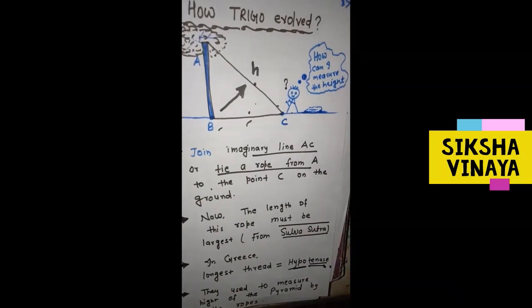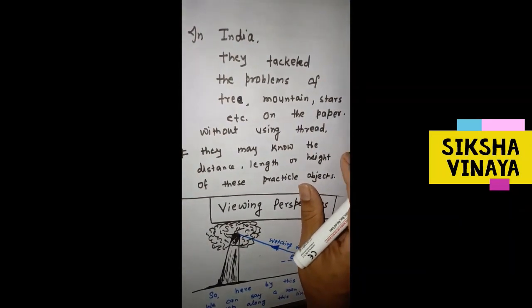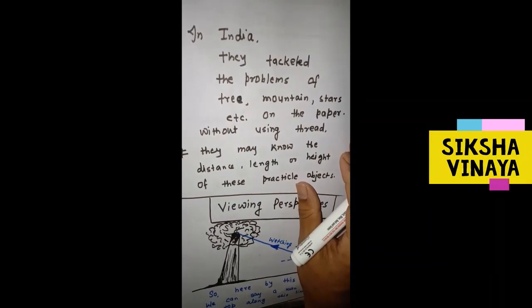But in India, they tackled the problem of trees, mountains, stars, etc. on paper, without using thread or without having measurement. So in ancient times they were smarter than Greece, and so they could measure the height or something on the paper alone.